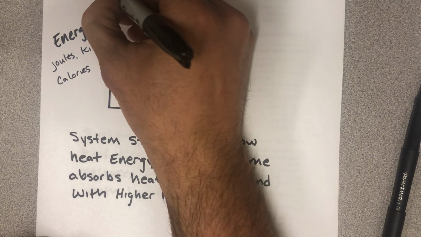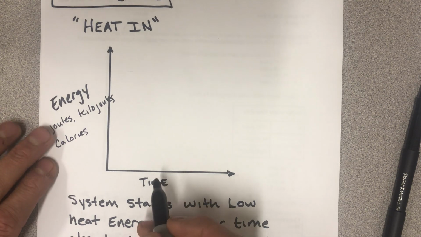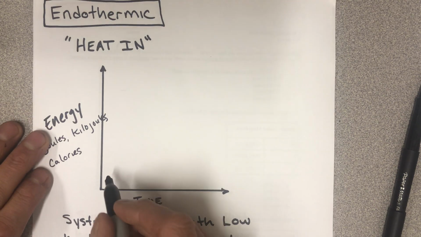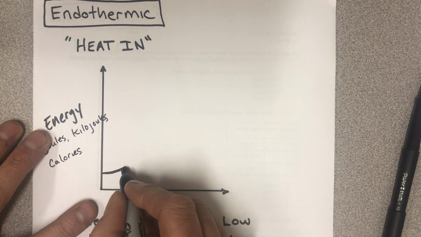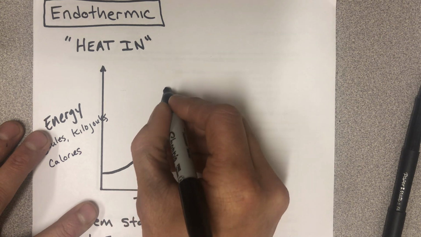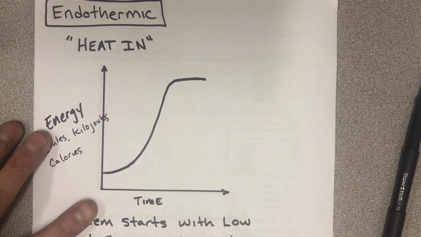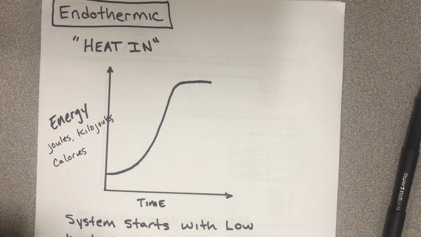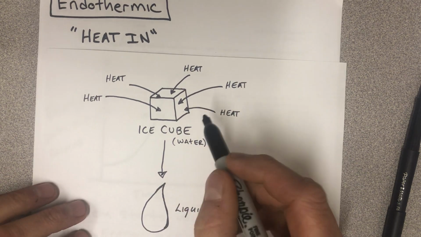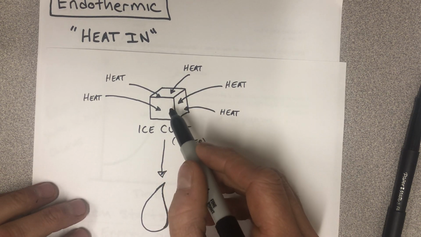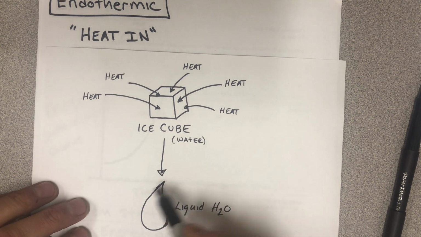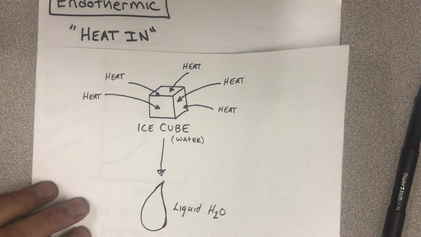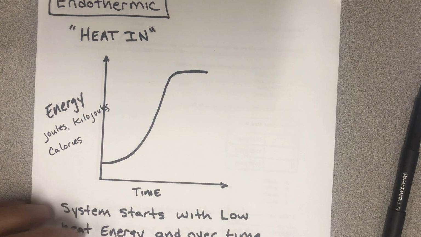Okay, so let's take a look at what that graph looks like. If our system starts with relatively low energy, then over time it climbs up in energy, and then it always kind of ends up leveling out like that. That's like what's happening here. So the ice started out as relatively low energy, and then it absorbed all this heat coming in to become this higher energy liquid water. Okay, that's what endothermic means.